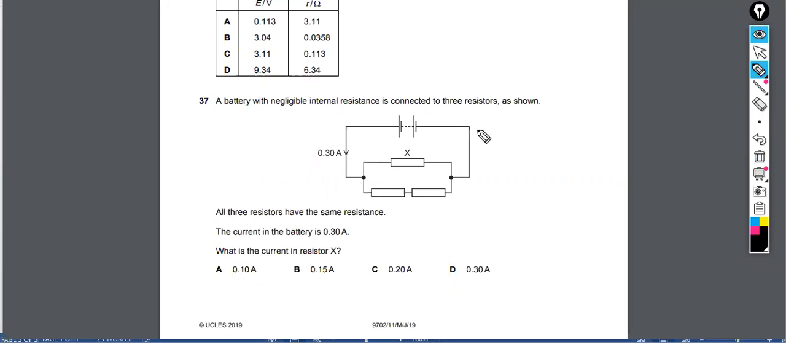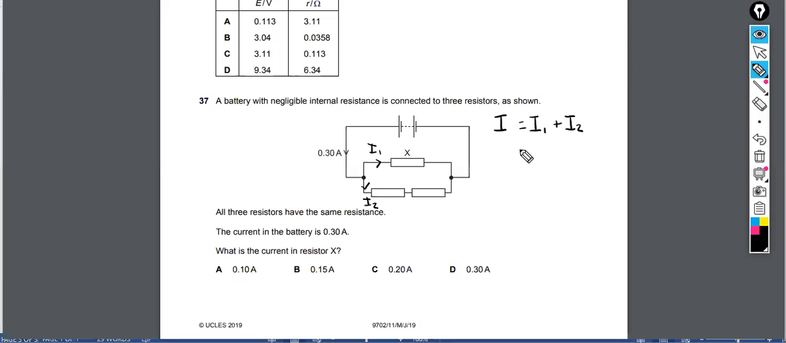From Kirchhoff's first law, I know that the current that's going into a point, so the 0.3 amps that's going in here, is going to be equal to the sum of the currents, I1 plus I2. And we'll just call this top branch up here the current I1. That's the current I want to solve for, right? What is the current in resistor X? But there's also some of the current that's going down this way, I2.